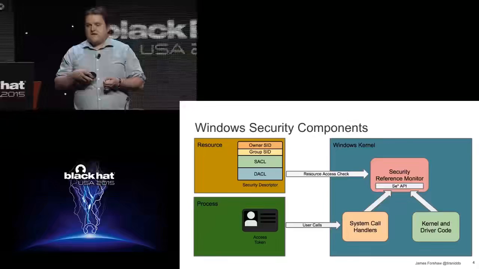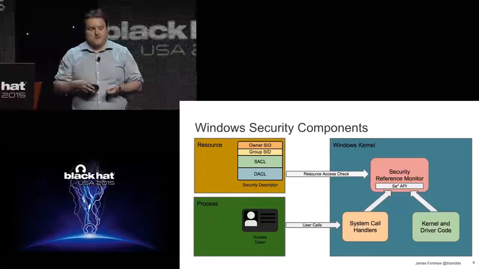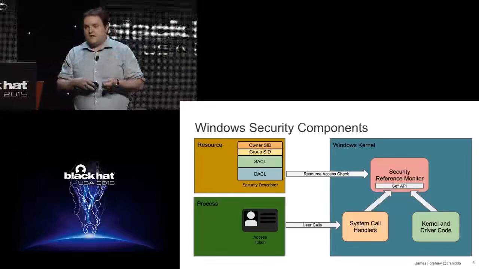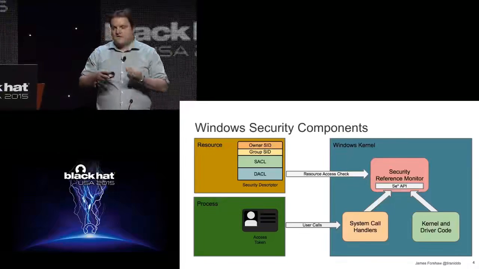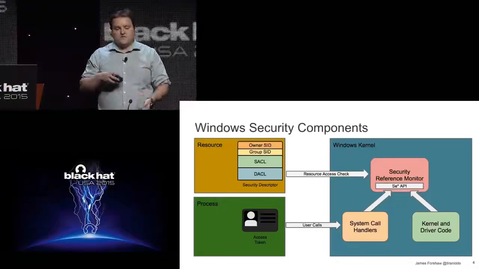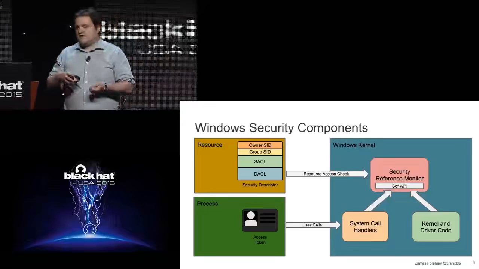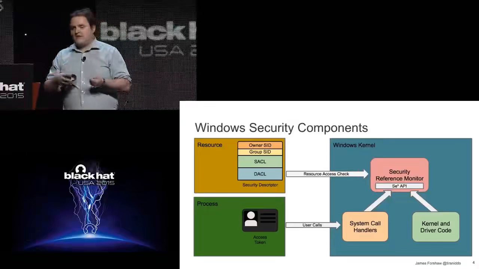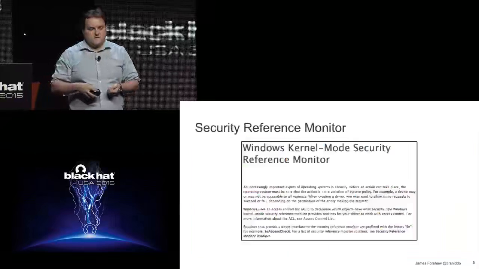The next component is the process, and specifically its associated access token. And the access token is your user identity, effectively. It provides the identity to the operating system. And these two combine when you do system calls or other kernel and driver code gets involved and talks to something called the security reference monitor. And the security reference monitor is responsible for actually enforcing the security of the system and providing security decisions.